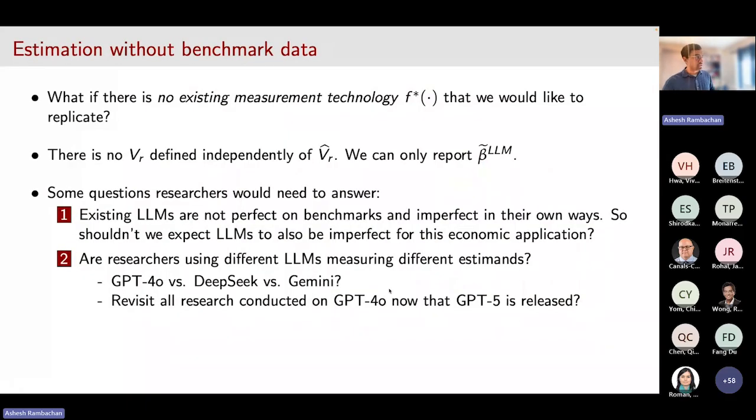Now, coming to Jose's question, everything I said there hinges on the ability to collect benchmark data. What if you can't collect this validation data? Is there something you could do? Well, one view would be to drop the perspective that there is some true concept that we're willing to study, and the only thing we're studying is the labels produced by the large language model. In other words, the object of interest is in fact beta tilde LLM, not beta star.